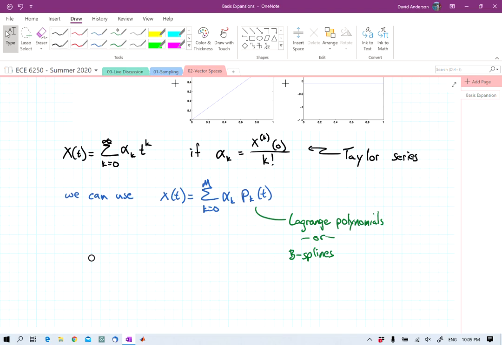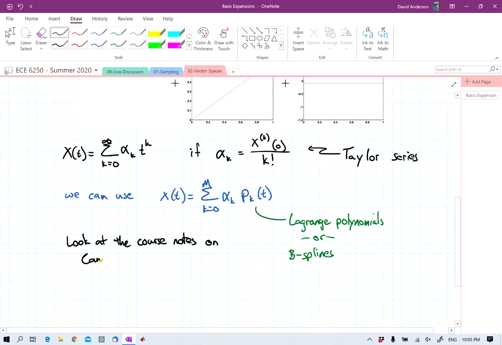So in general, there are more examples. Look at the course notes on Canvas. There's also a link to a website managed by Dr. Davenport that has these same notes on it, that's linked from our Canvas page. But there are more examples on that.